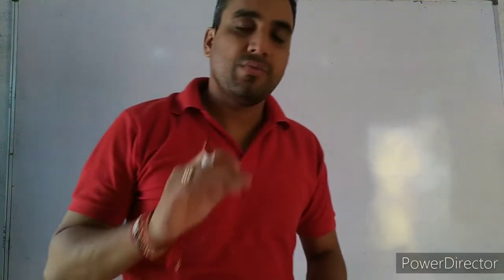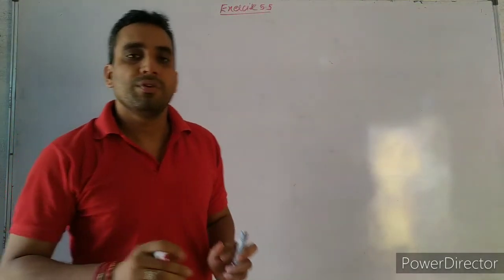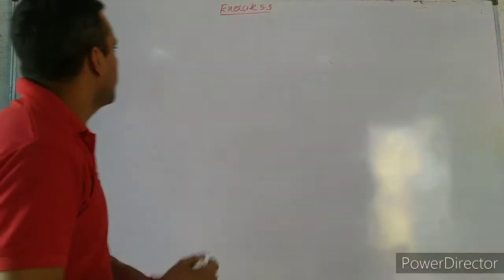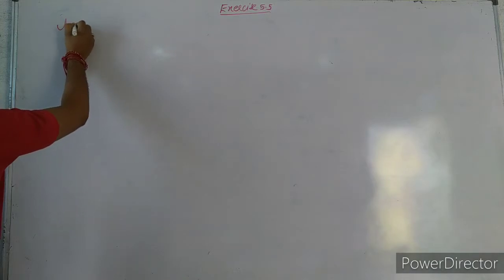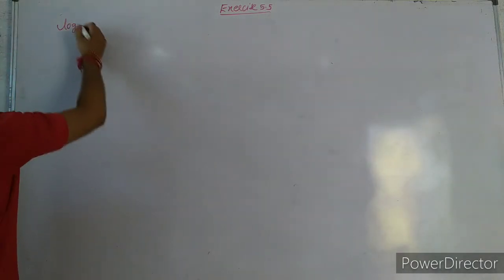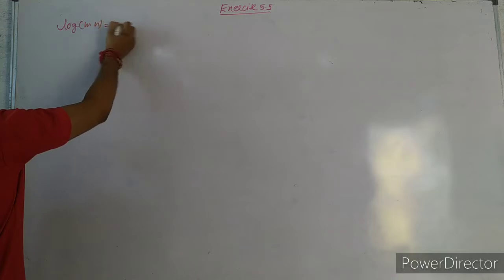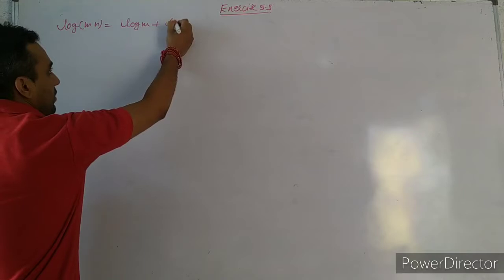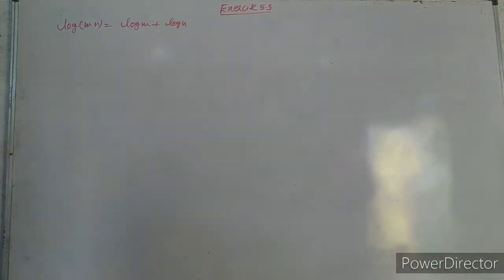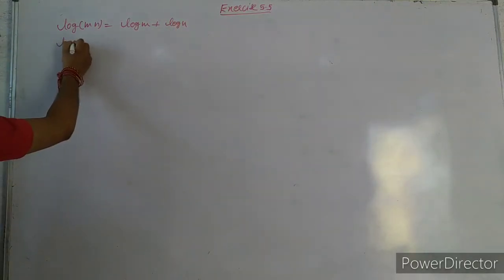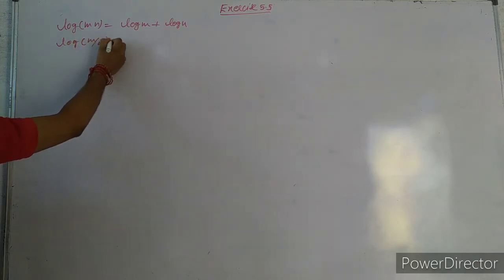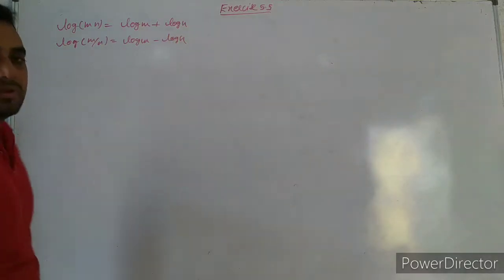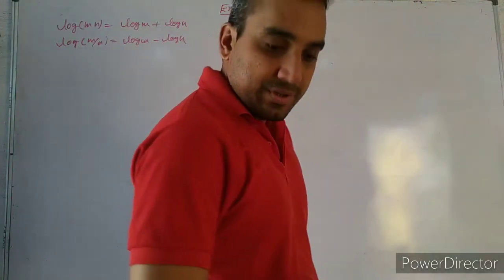In this exercise we will apply something which I think you already know, or I am going to explain to you. If we have log of m into n, we can write it as log m plus log n. And secondly, if we have log of m upon n, we can write it as log m minus log n. We will use these properties to solve this exercise.